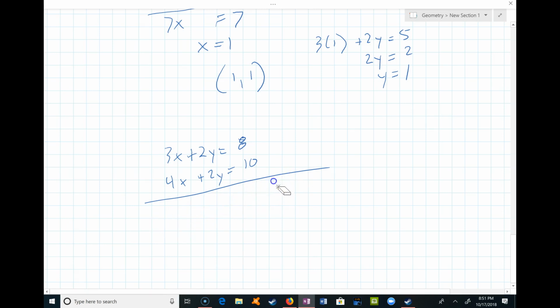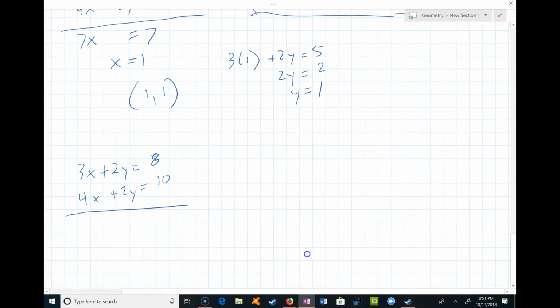So I still can use the elimination method, though, because what I'm going to do is I'm going to change these two equations. I'm going to leave 3x plus 2y equals 8 alone. But I'm going to change this equation so that it has a negative 2y. And I can do that by multiplying both sides by a negative 1.